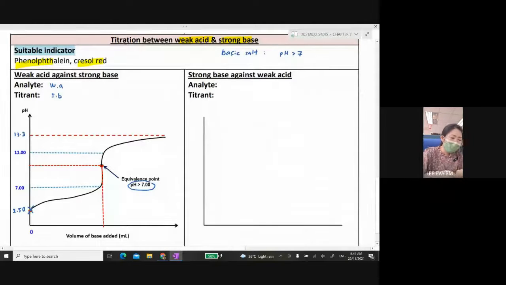Then we look at the buffer region. Is it at the lower part or higher part? Before the equivalence point or after? Before, since over here you have your weak acid and the product salt. Strong base added will be completely neutralized because you haven't reached the equivalence point yet. So you must label it. This one is our buffer region.